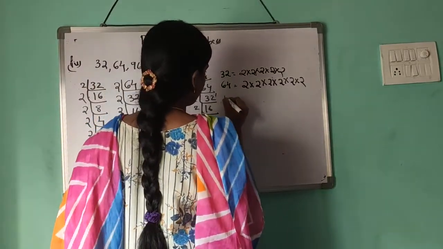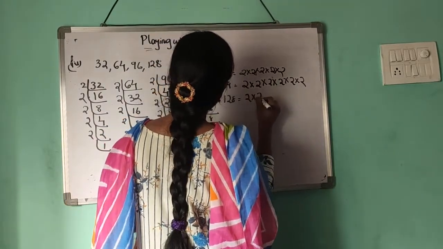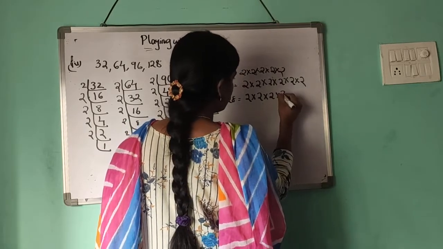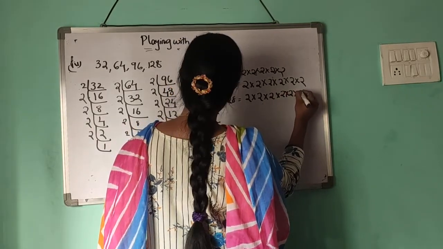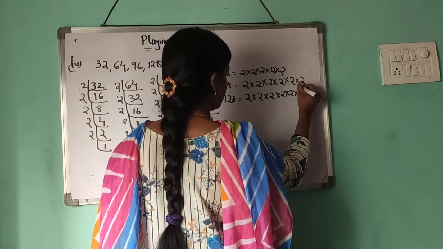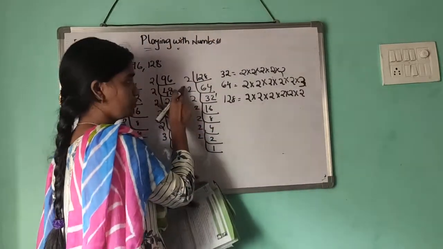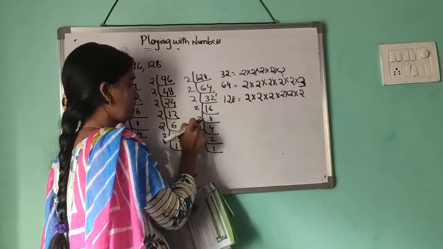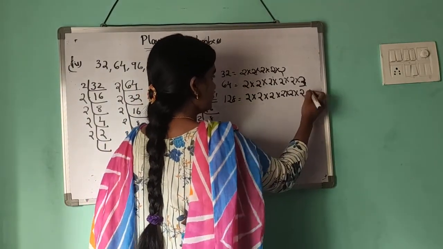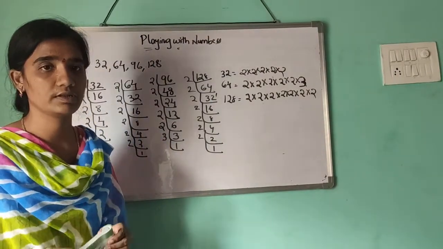Okay? 125... HCF of 125 is equal to 2 into 2 into 2 into 3. Sorry, here 3 is there. Sorry. This is 3. How many 2s are there? 1, 2, 3, 4, 5, 6, 7.